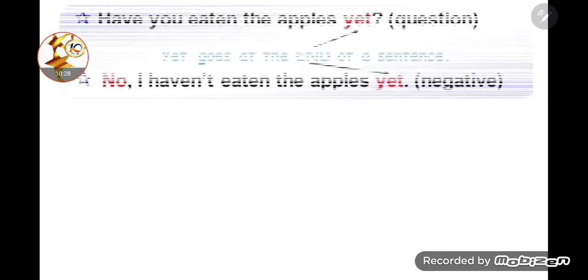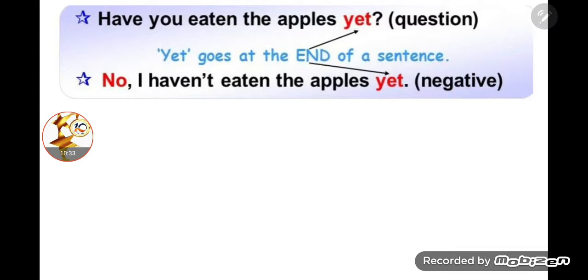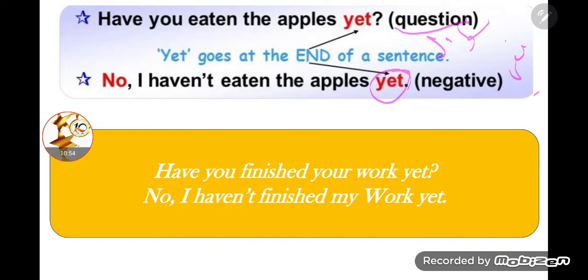Let's take some examples about "yet". For example, have you eaten the apples yet? This is a question. No, I haven't eaten the apples yet. This is the answer, but in negative form. So I have a question here and a negative here, and in both cases "yet" came at the end of a question or the end of a sentence. Have you finished your work yet? No, I haven't finished my work yet.